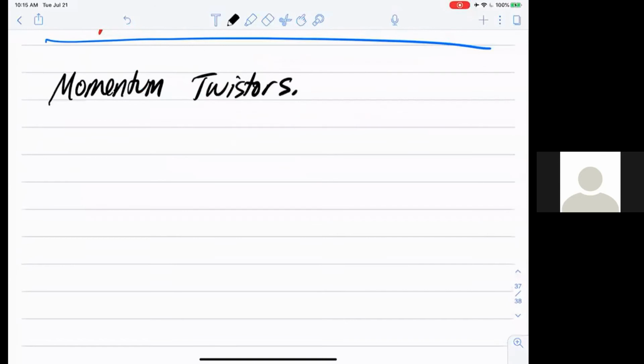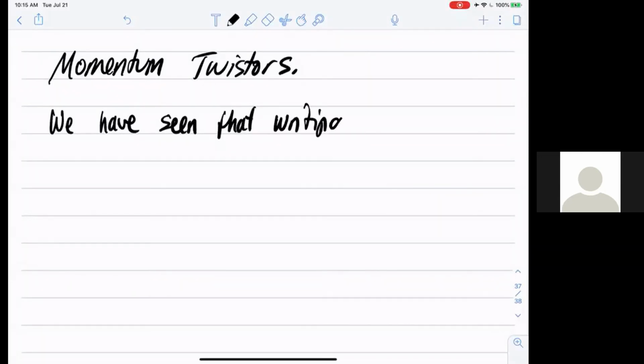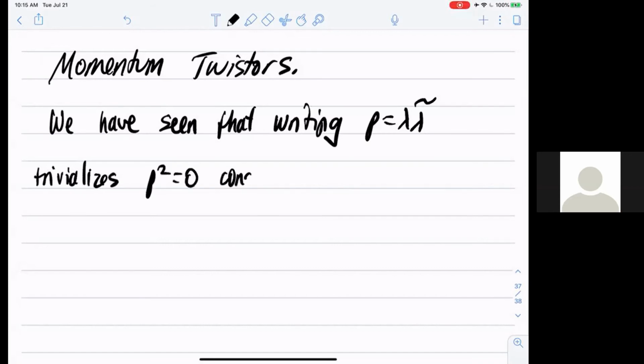Okay, so I want to introduce momentum twistors because you might well see them in other talks. The reason for doing this is that we have seen that writing P equals lambda lambda tilde trivializes the P squared equals zero constraint.